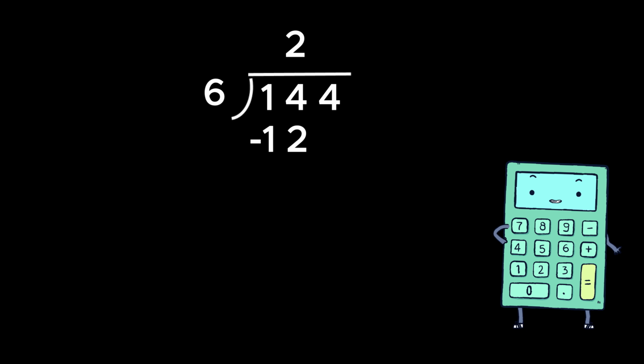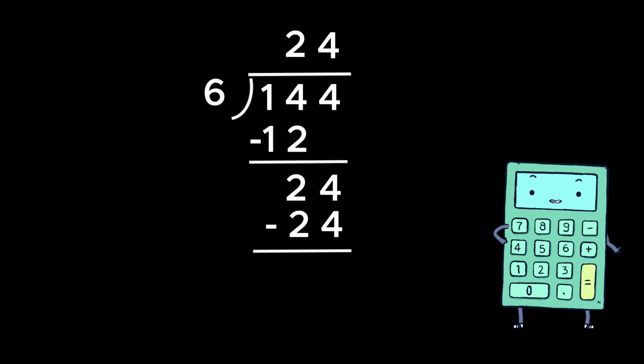Subtract. 14 minus 12 equals 2. Bring down the 4, making 24. How many times does 6 go into 24? 4 times. 4 times 6 equals 24. Write the 4 above the last digit. Subtract. 24 minus 24 equals 0. The answer is 24.